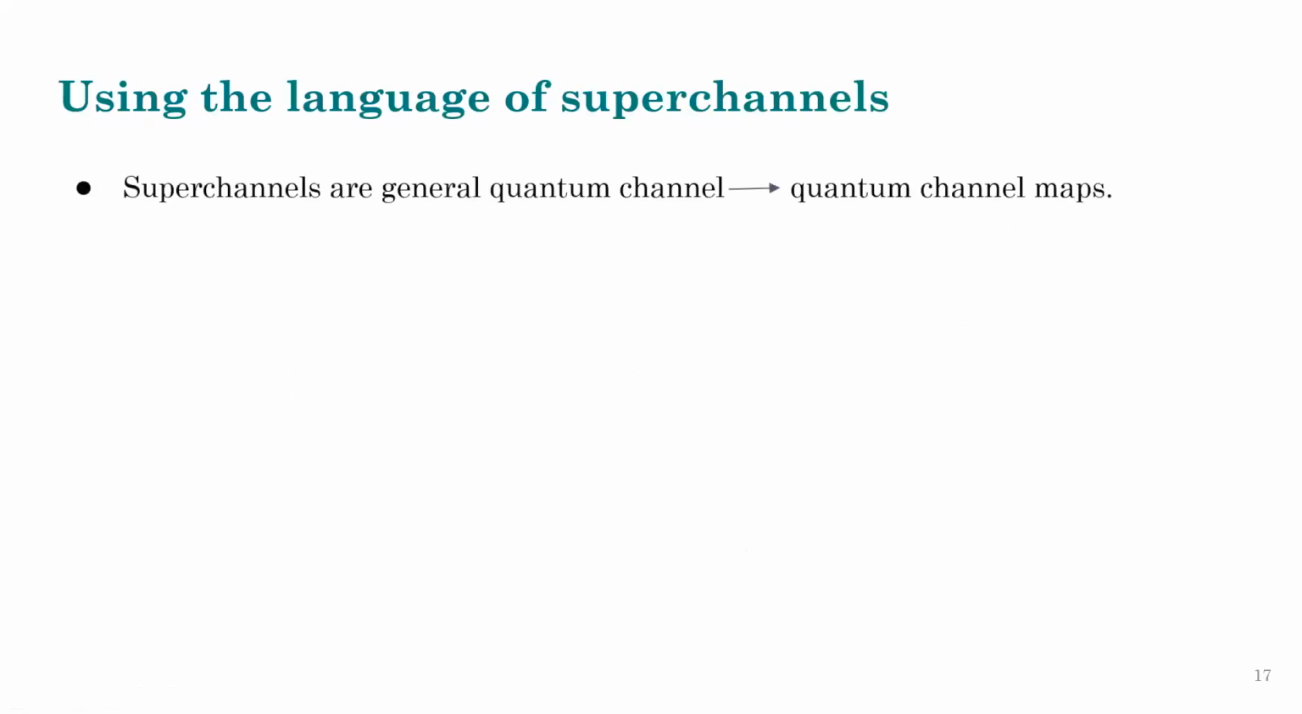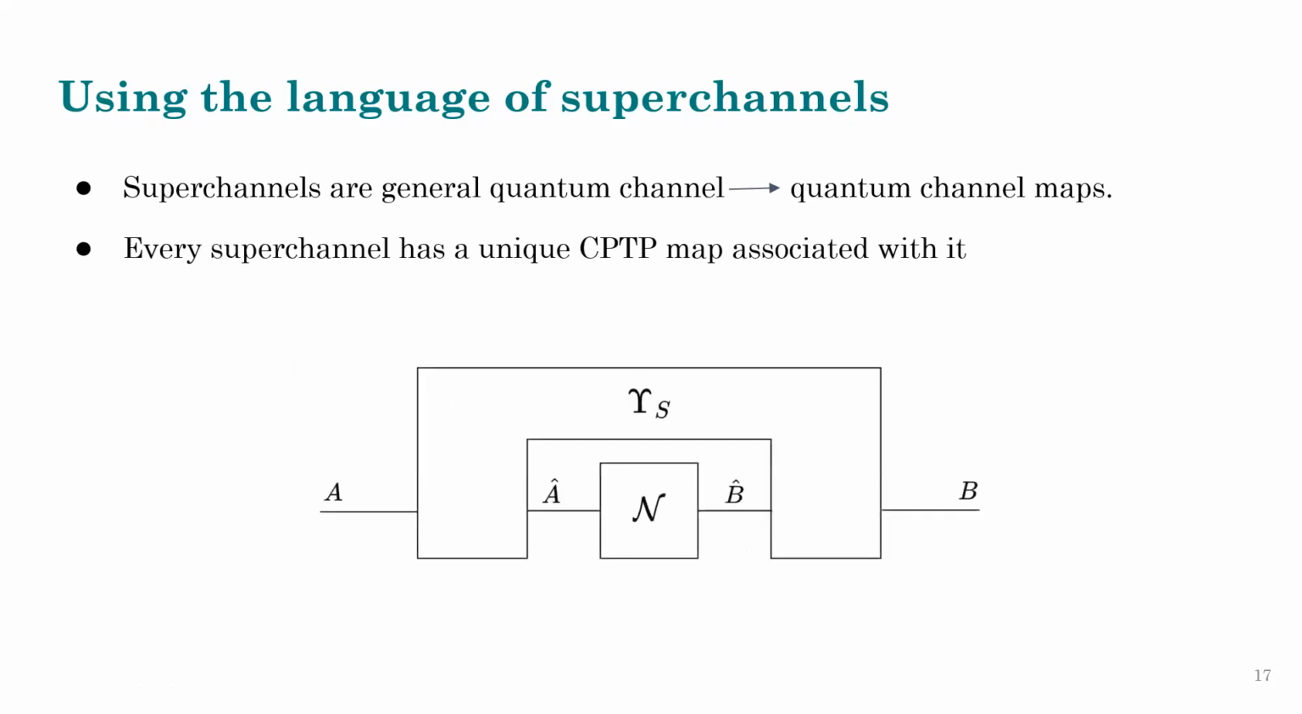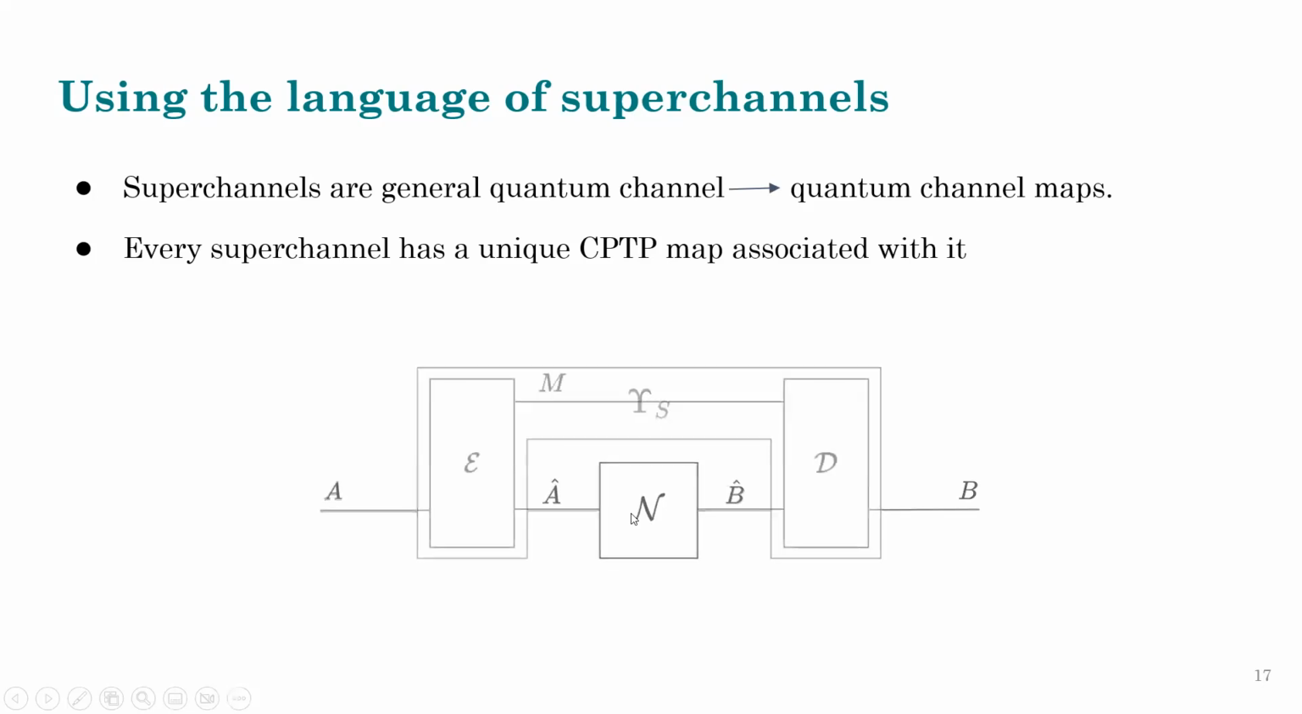So it is helpful to use the language of superchannels. A superchannel is a general map that takes a quantum channel to another quantum channel, and every superchannel has a unique CPTP map associated with it. So if you consider the channel N that goes from A hat to B hat, you can apply a superchannel epsilon S that would change it. So this whole thing is a new quantum channel, and it has been shown that this can be decomposed in the following form: that you apply an encoder and a decoder, and they are connected with a memory system.